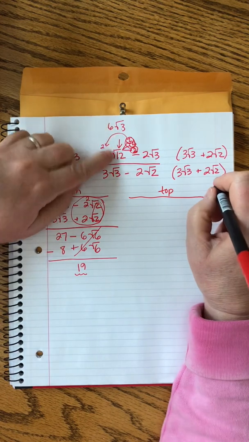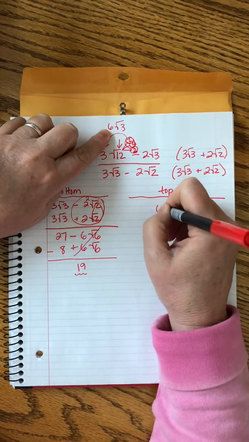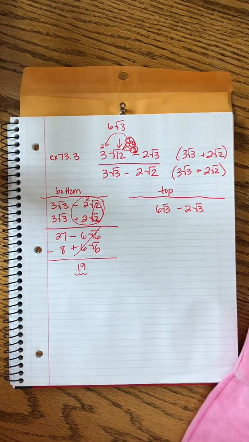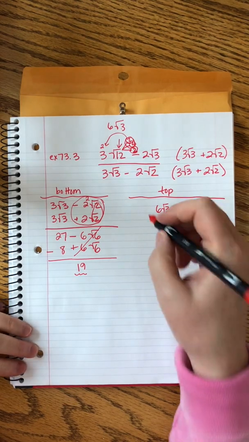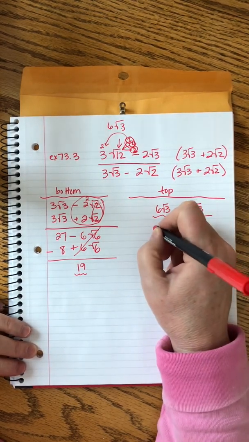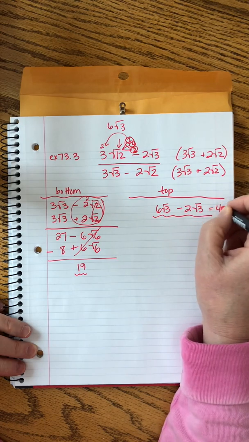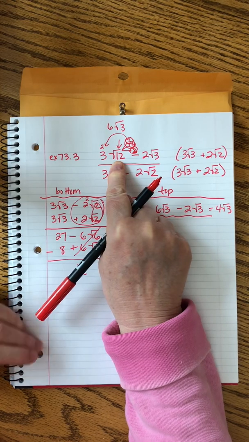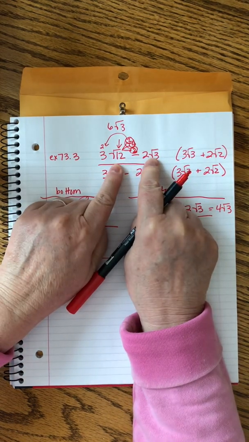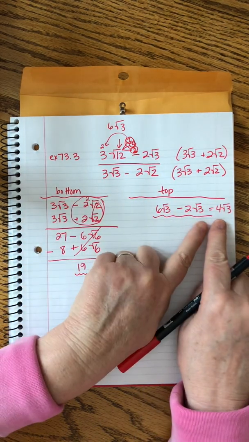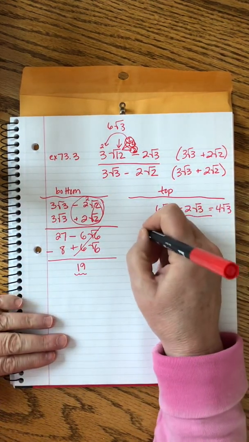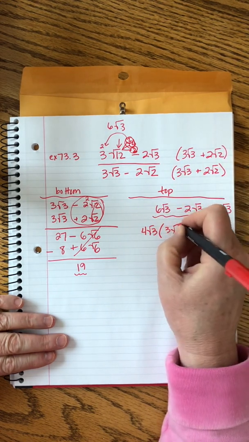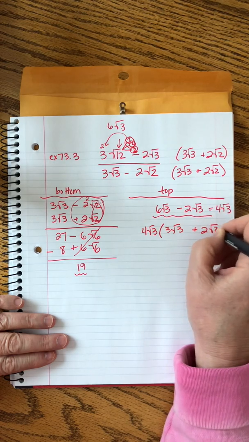Now, this I fix. So this is 6 square root of 3 minus 2 square root of 3. Oh, wait a minute. When I do it like that, look what happens. This can be rewritten as 4 square root of 3. By cleaning up this radical, I found that I can actually make that subtraction. And now all I have to do is multiply 4 square root of 3 times 3 square root of 3 plus 2 square root of 2.